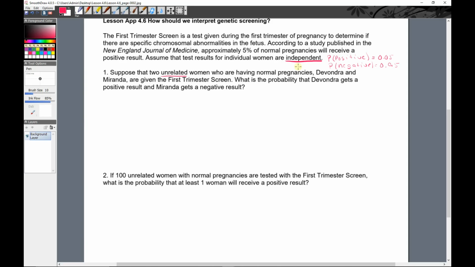So suppose 2 unrelated women are having normal pregnancies. Devondra and Miranda are given the first trimester screen. What is the probability that Devondra gets a positive result and Miranda gets a negative result? So let's write this out. Probability of Devondra positive and Miranda negative.